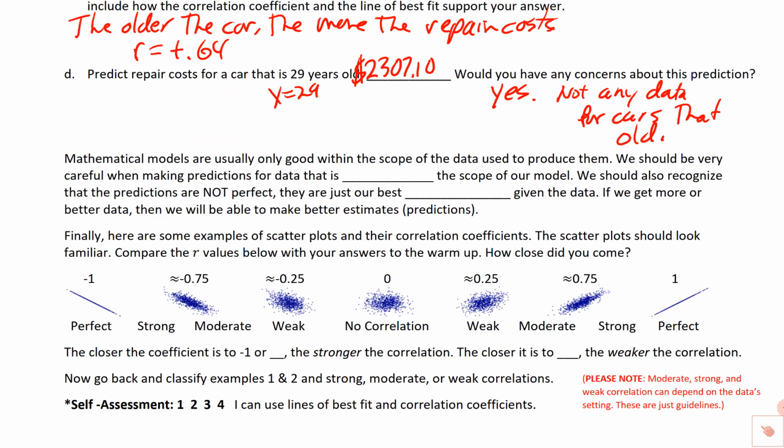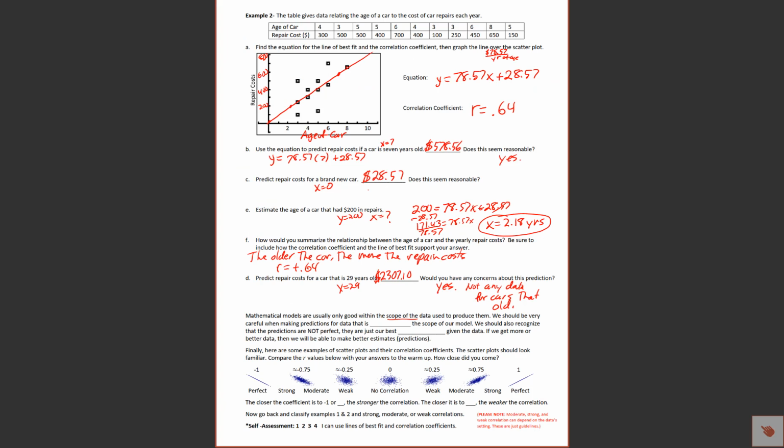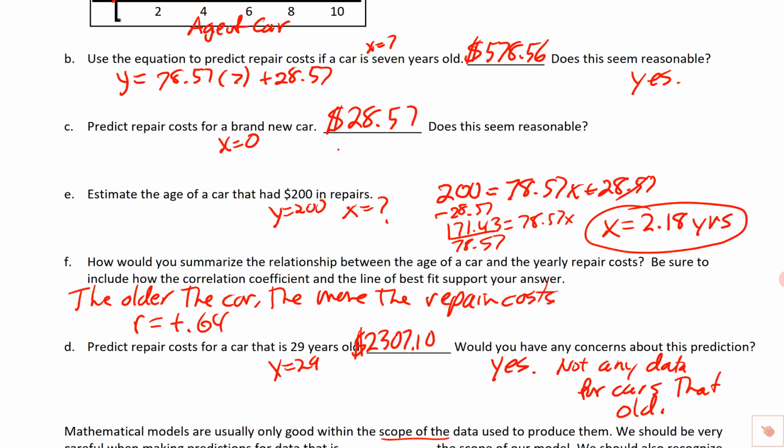Now, this brings up this next point right here. Mathematical models are usually only good within what we call the scope of the data that's used to produce them. So the data that we had on this one, we didn't have a whole bunch of data. We had data for cars that were anywhere from, the earliest was 3 years old and the latest was 8 years old. So we really didn't have a lot of data for that.